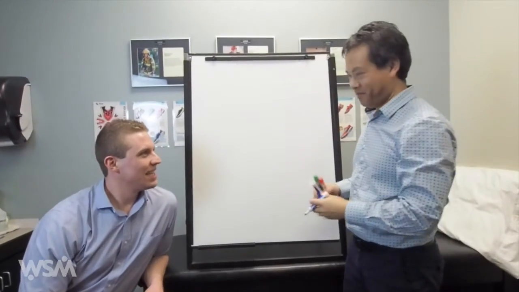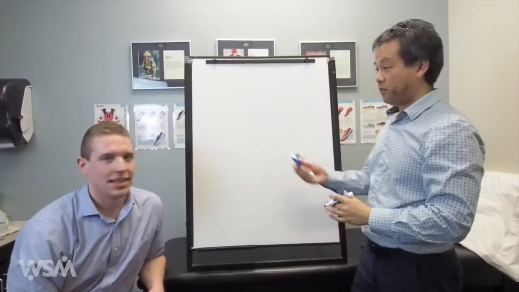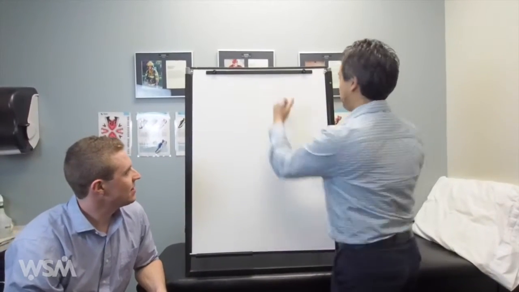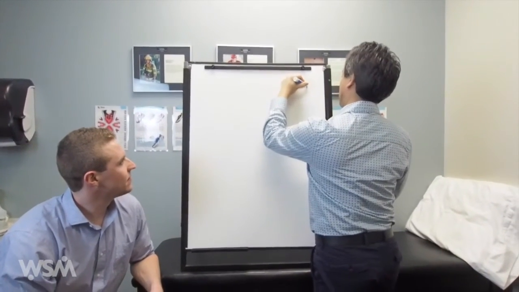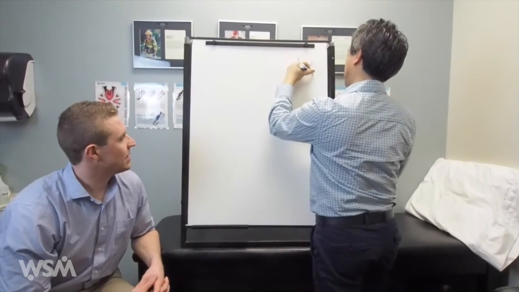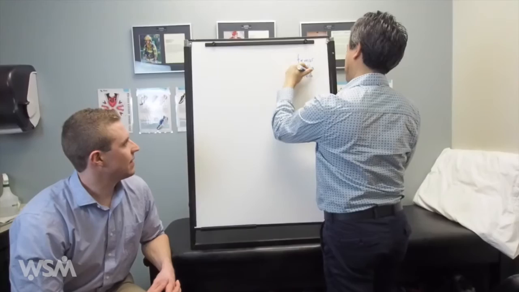So let's talk about the basic anatomy of the knee joint. First things first, what are the bones around the knee joint? You have the femur. You have the patella. You have the tibia. And you have the fibula.